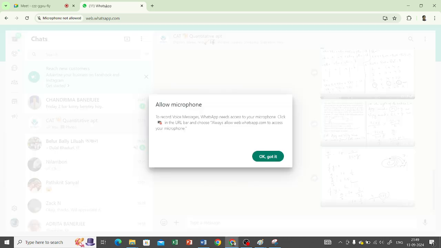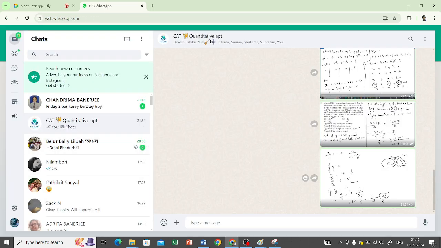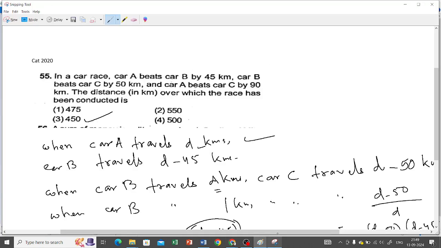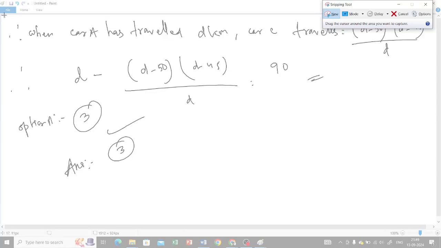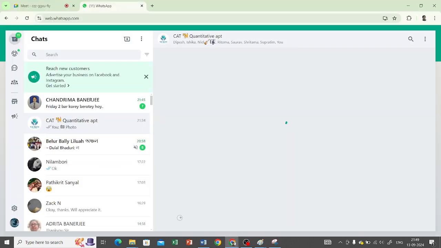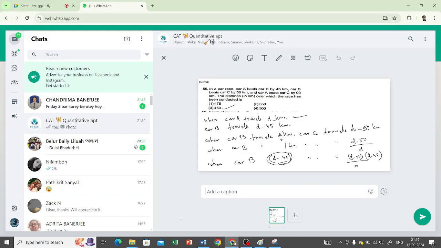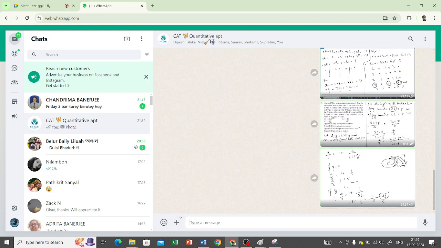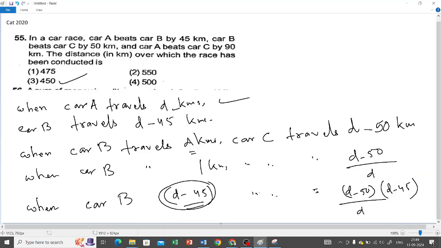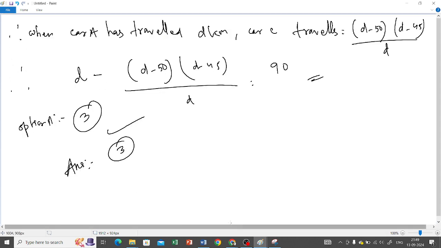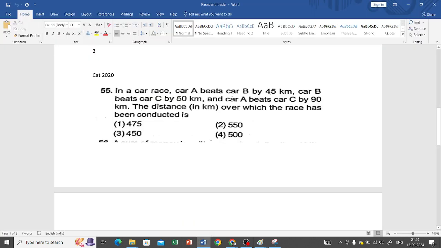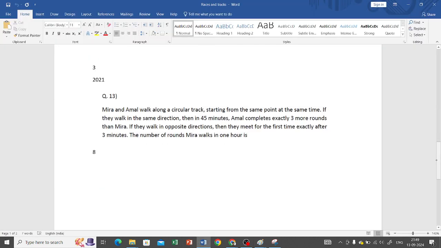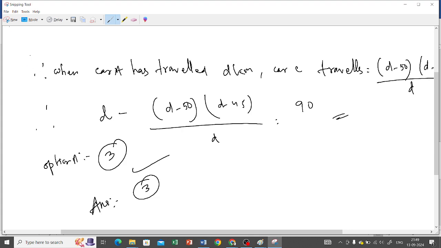Did you understand this? Do you understand these sums, guys? Yes, sir. Let's do this last sum. You will copy this sum later. Okay, don't copy it now.